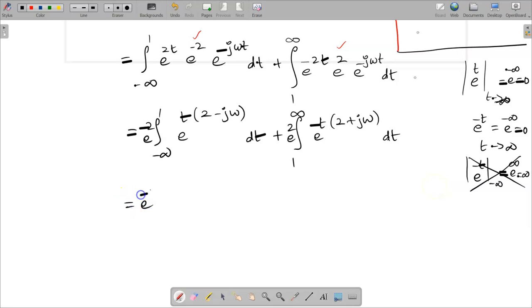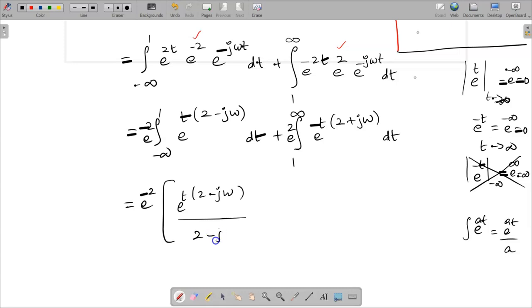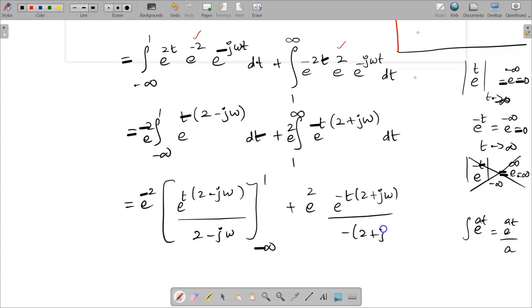So, here it is e power minus 2, just compute the integration. So, what is the integration of e power at? It is e power at by a, that is t's coefficient. So, similarly it is e power t into 2 minus j omega, t's coefficient is 2 minus j omega, that you have to divide, and then what are the limits? Minus infinite to 1. And coming to the second term, it is e power 2, just integrate this term, e power minus t of 2 plus j omega. So, t's coefficient is what? Minus of 2 plus j omega. So, now apply your limits. What are the limits?